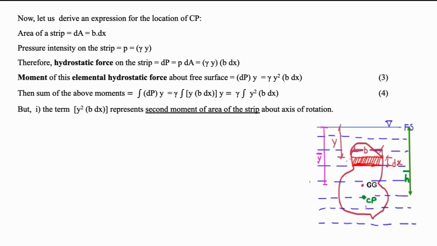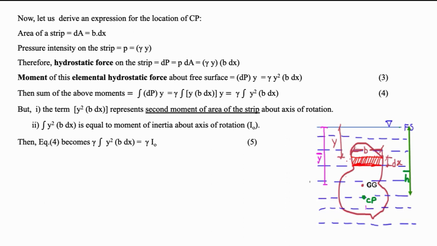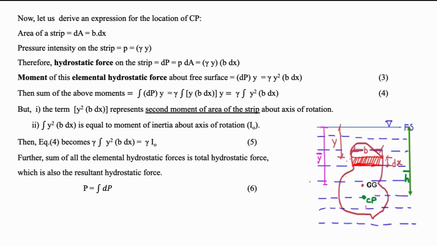We have to note two important things from the right hand side of equation 4. That is, the term y square into B dx represents second moment of the area of the strip about the axis of rotation. The integral y square B dx is equal to the moment of inertia about the axis of rotation. Therefore, equation 4 becomes gamma into integral y square B dx is equal to gamma into I naught. Further, capital P is equal to integral dP as denoted by equation 6.